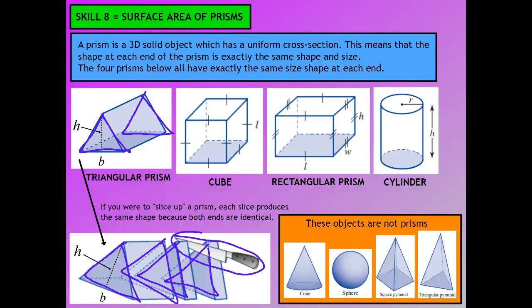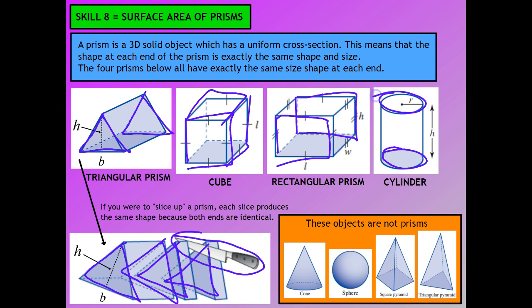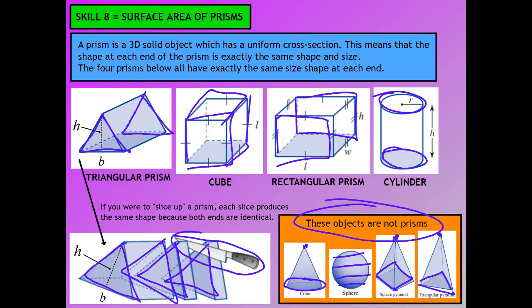Some other examples of prisms are a cube. Now a cube is special in that it has exactly the same size square on every single side. A rectangular prism has the same rectangle front and back, and a cylinder has the same size circle top and bottom. The objects in the bottom right hand corner are not prisms. The reason we can tell that is that it doesn't have the same size shape in the top, to the bottom and through the middle.